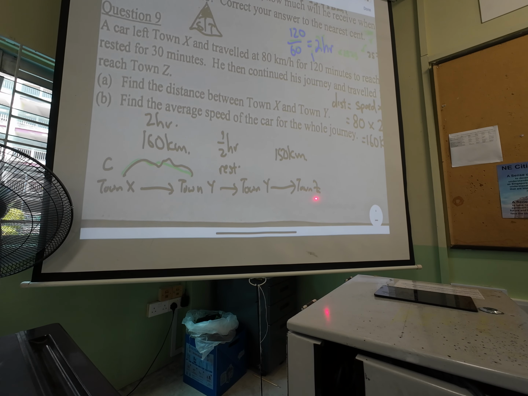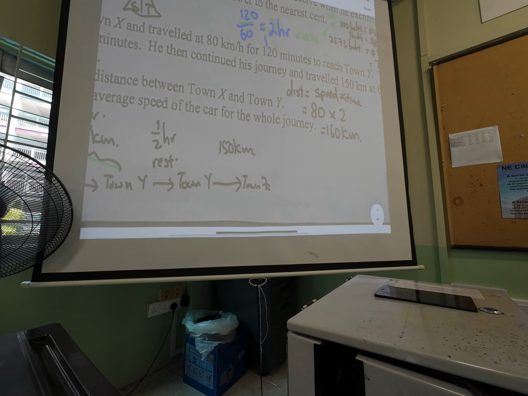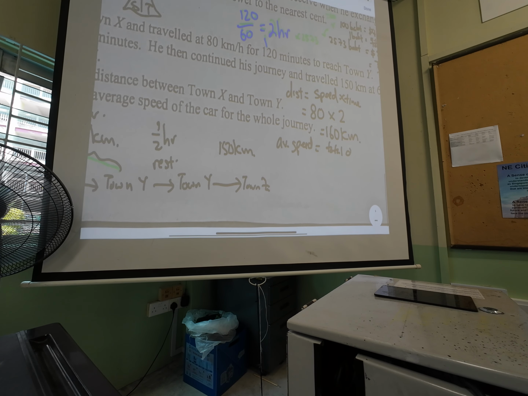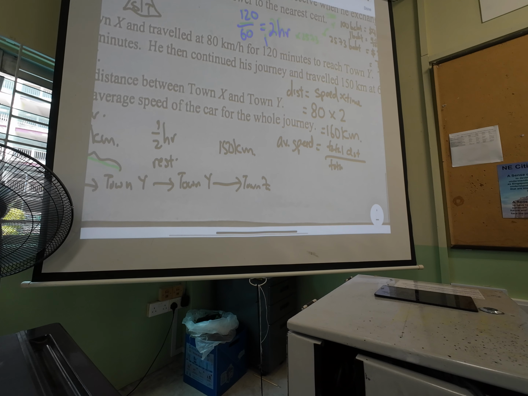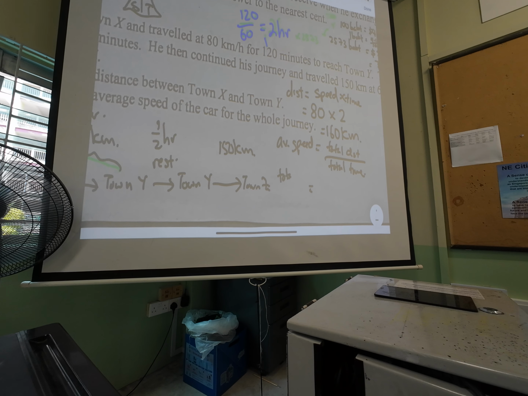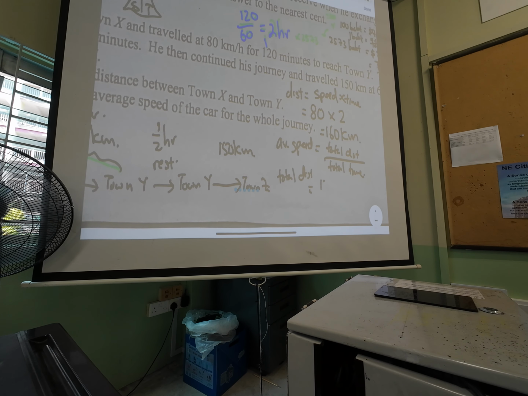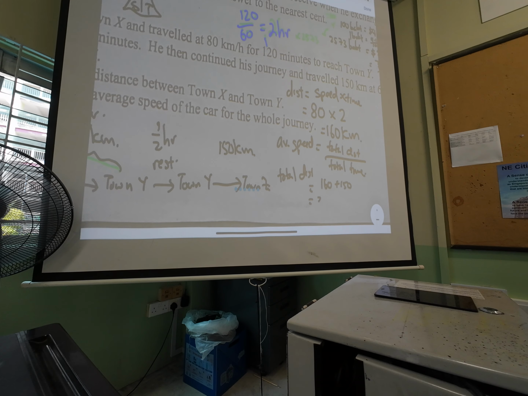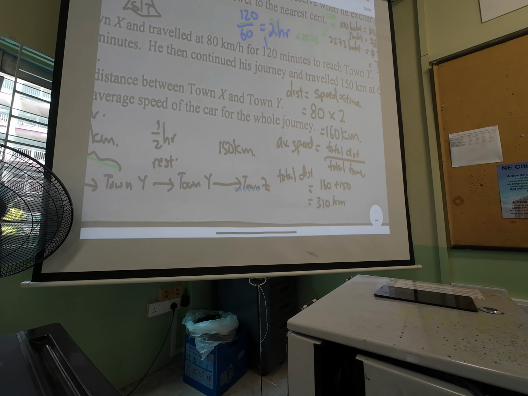Okay, so now the entire distance I know. Town X to town Y 160 kilometers. Town Y to town Z 150 kilometers. So the total distance is 160 kilometers plus 150 kilometers. Okay, so to find my average speed, I need two things. I need the total distance. I need the total time. I know the total distance. Right now the total distance is 160 plus 150, 310. But I don't know the total time.